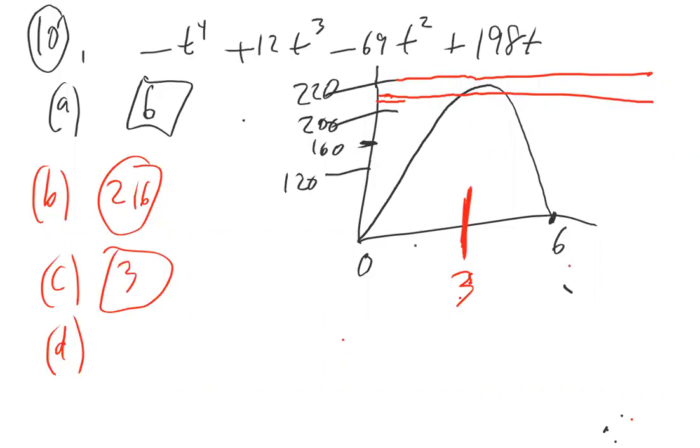But then 120 and then 140. So 140 would be halfway between 160 and 120. Then it says, how long is it above 140? So if you look at the line 140, how long does it stay above 140? Well, on my graph, this point is exactly at 1.